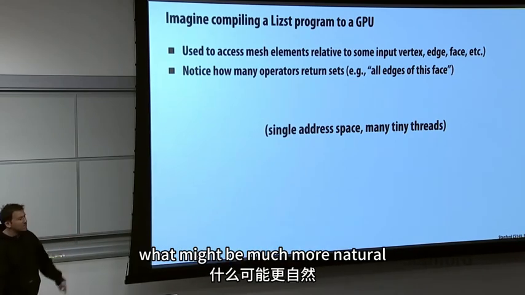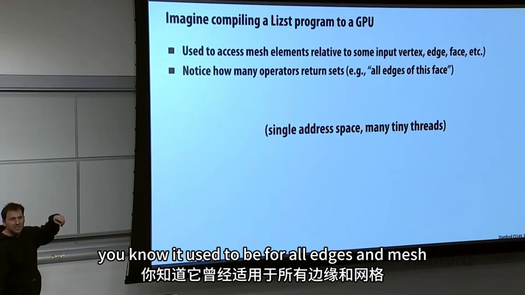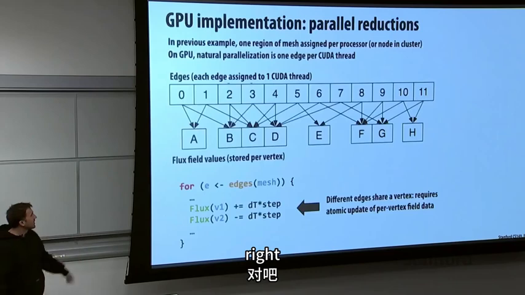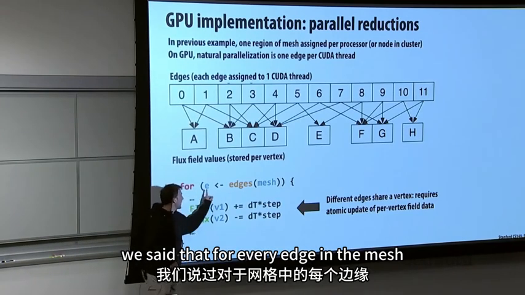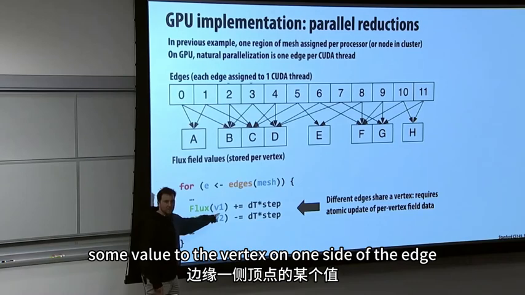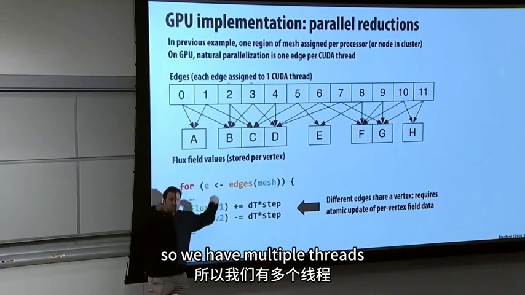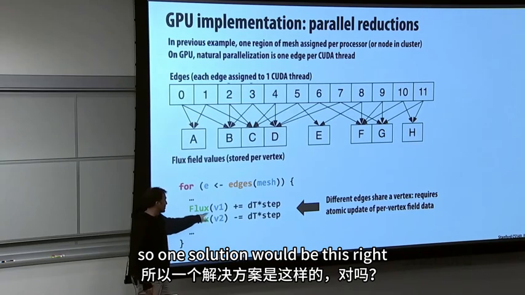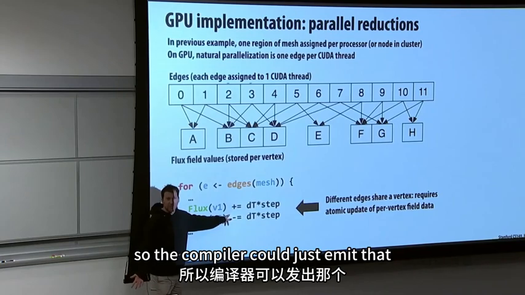What might be much more natural would be to take that loop, which used to be for all edges in mesh, and do something like one CUDA thread per edge. But there was this problem where we said that for every edge in the mesh, we're going to write some value to the vertex on one side of the edge and to the other. So we have multiple threads that have to write to the same value. One solution would be to make this write an atomic write, so the compiler could just emit that.